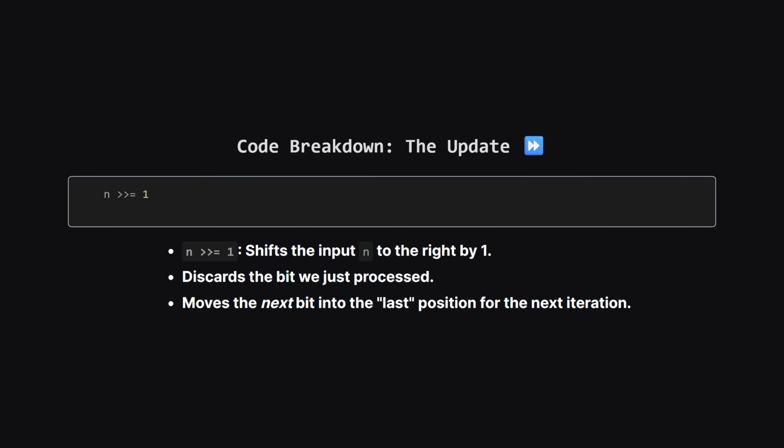After we've safely stored that bit in our result, we need to update our input n. We do this by right-shifting n by 1. This effectively chops off the bit we just used, and moves the next bit into the last position, ready for the next iteration of the loop.